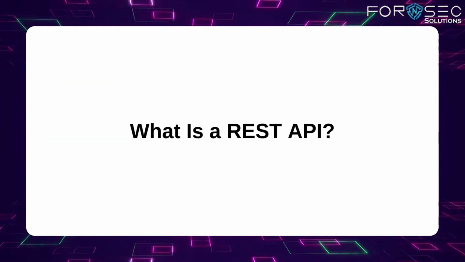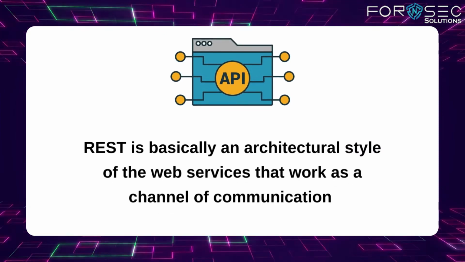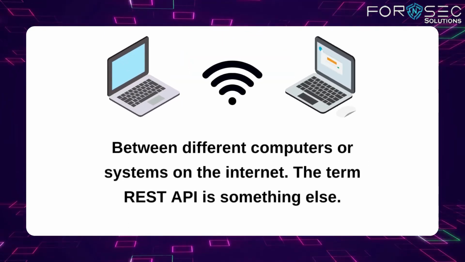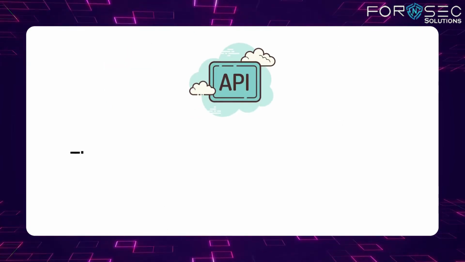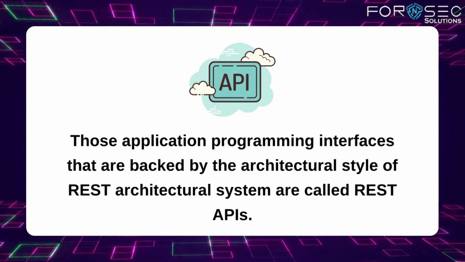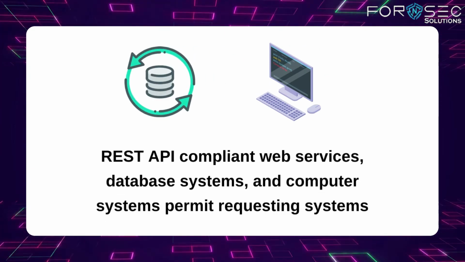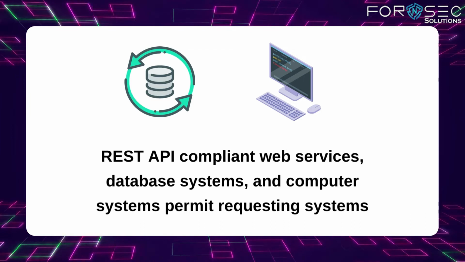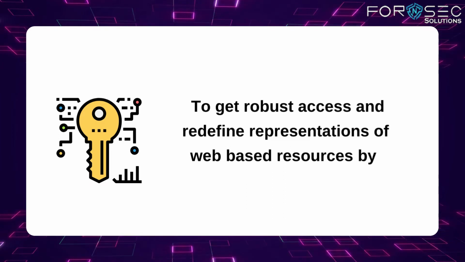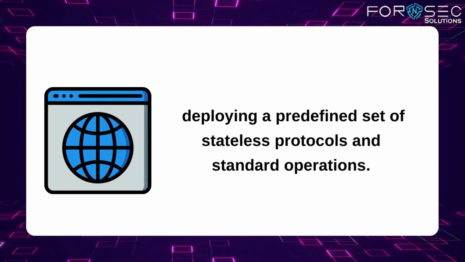What is a REST API? REST is basically an architectural style of web services that work as a channel of communication between different computer systems on the internet. The term REST API is something else. Those application programming interfaces that are backed by the REST architectural style are called REST APIs. REST APIs comprise web services, database systems, and computer systems, and permit a requesting system to get robust access to and redefine representations of web-based resources by deploying a predefined set of stateless protocols and standard operations.